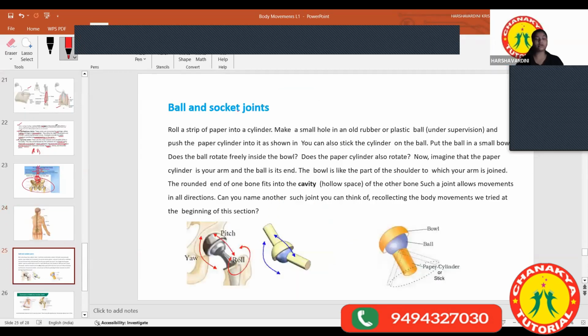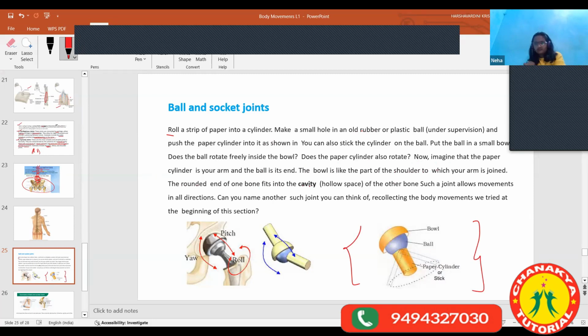Coming to ball and socket joints. Roll a strip of paper into a cylinder, make a small hole in an old rubber or plastic ball, and push the paper cylinder into it as shown. So basically, they're telling you to do this. So what is this ball and socket? Does the paper cylinder also rotate? Imagine the paper cylinder is your arm, and the ball is the part of the shoulder to which your arm is joined.